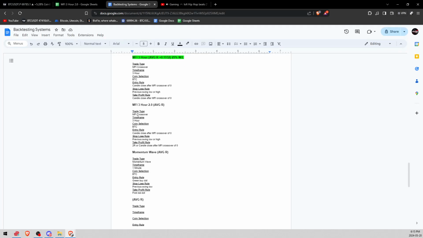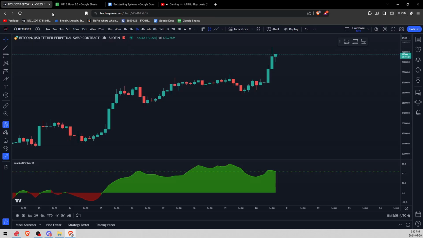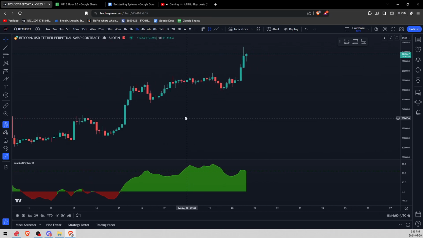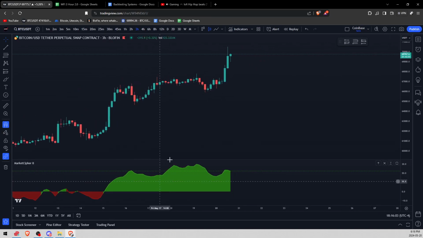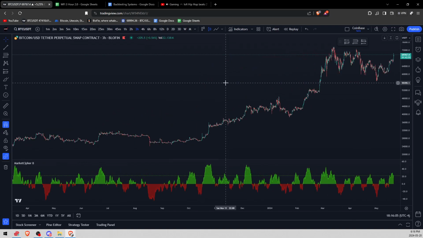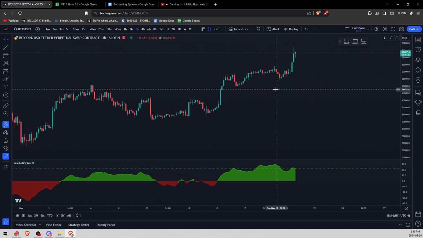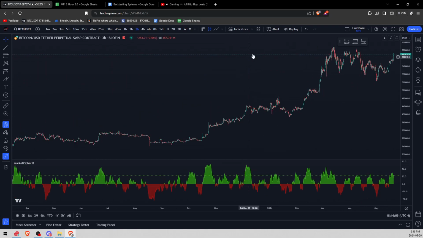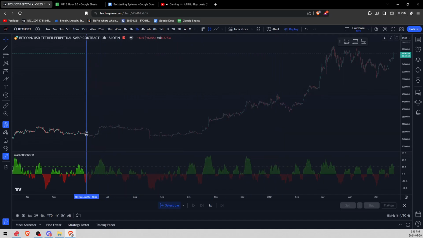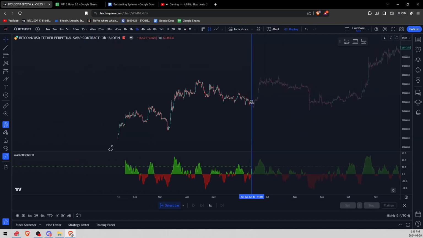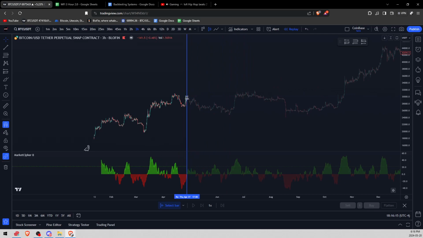So that is the money flow index 3 hour 2.0 strategy, which we will be going over in backtesting right now. So 3 hour, this is the current one. But with backtesting, you want to go all the way back. We'll go back to, what is it, May 20th? We'll go back 1 year.